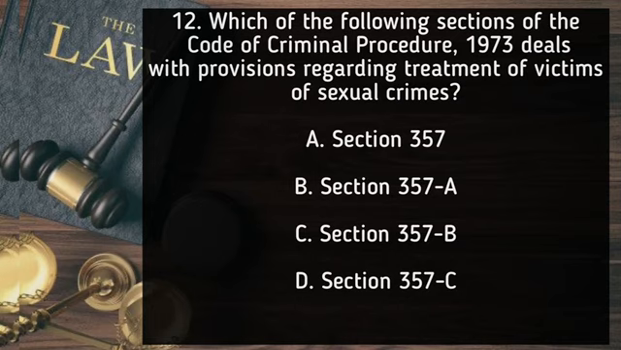Question 12 says, which of the following sections of the Code of Criminal Procedure 1973 deals with provisions regarding treatment of victims of sexual crimes? Option A, section 357. Option B, section 357A. Option C, section 357B. Or option D, section 357C. And our answer to this question is option D, section 357C.